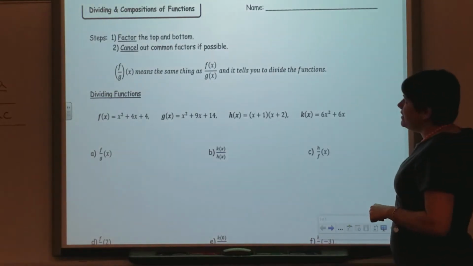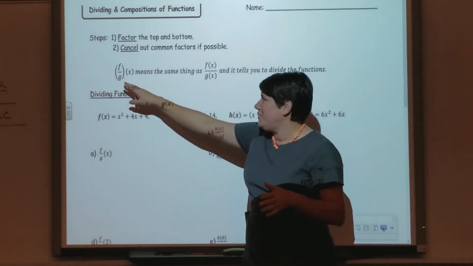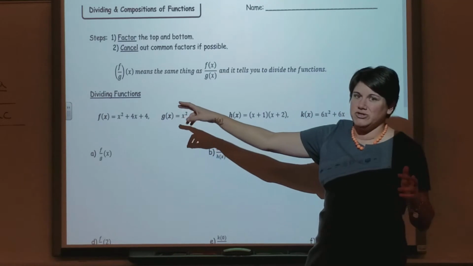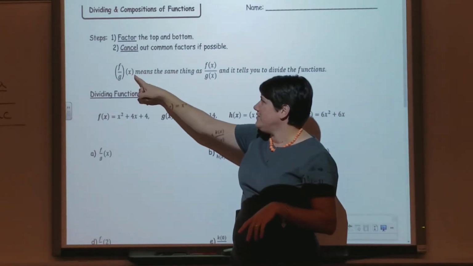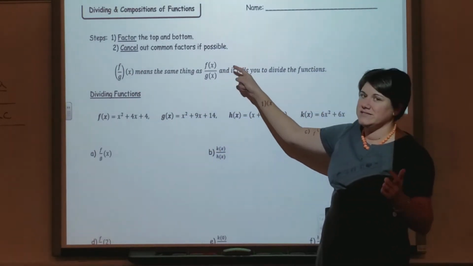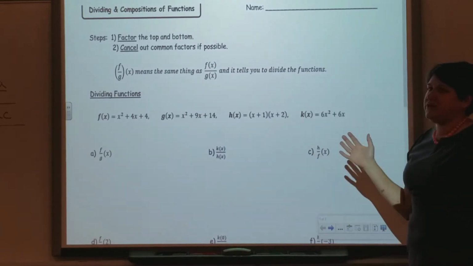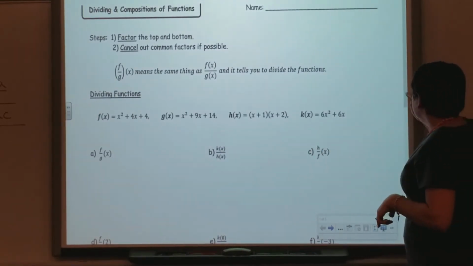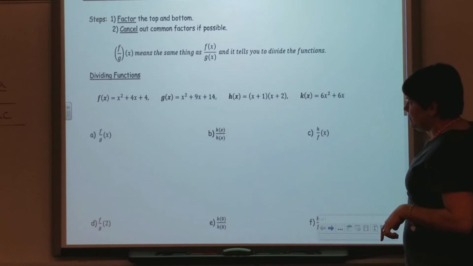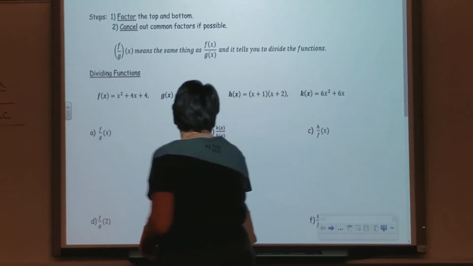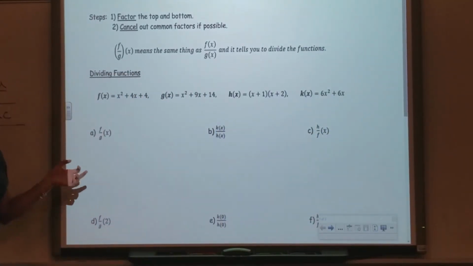And again, just look at the notation here, and I did this yesterday when we did the adding, subtracting, multiplying. But f over g of x means the same thing as f of x divided by g of x. Anytime you see a fraction bar, you're dividing. So for dividing functions, I'll do the first couple with you, and then I'll do some more in class. But I do want you to try some of these at home on your own, and then when I go over them in class, you can see if you got them right or not.